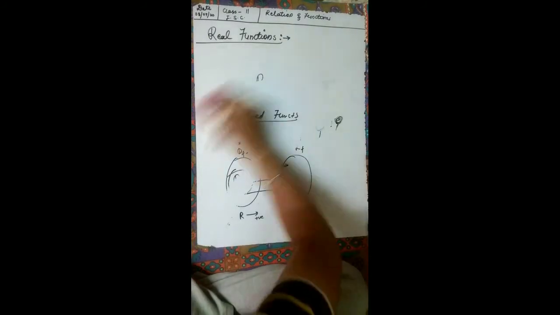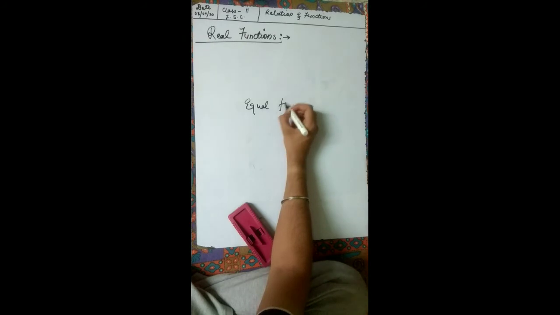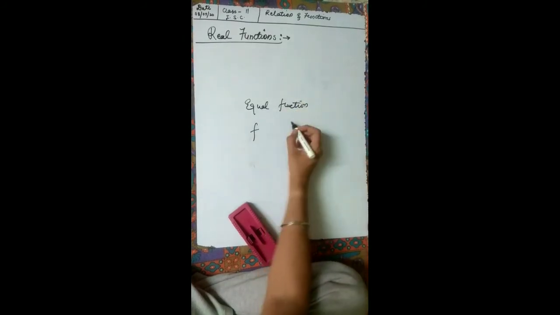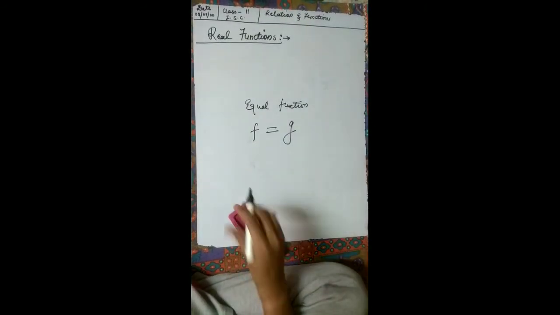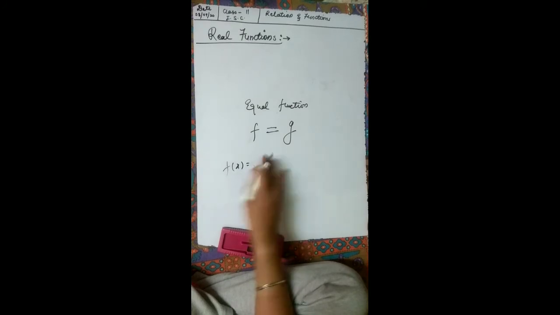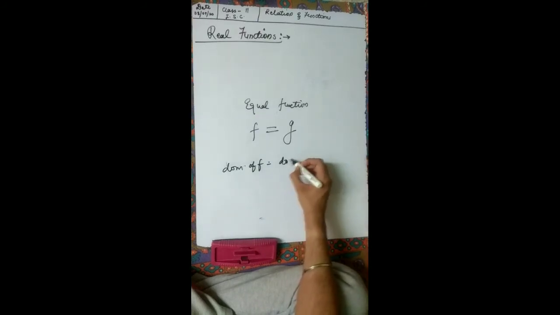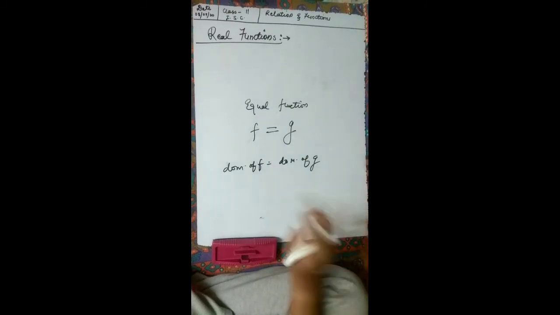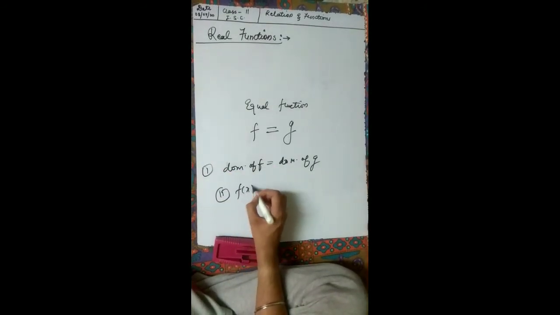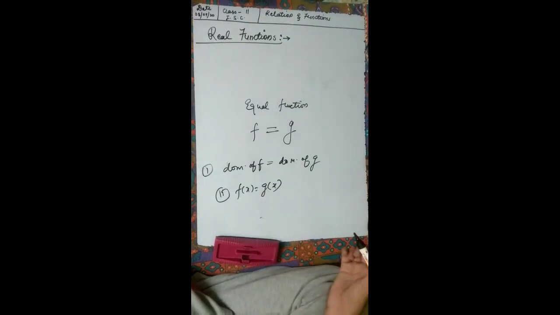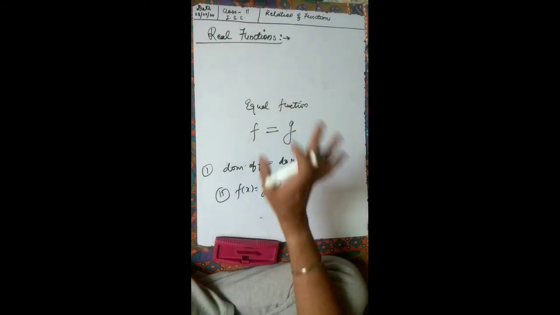Okay, the next topic is equal functions. If you consider one function f and one function g, they will be equal if and only if, first, the domain of f is equal to the domain of g. Their domains should be equal. This is the first condition. Second condition, f(x) should be equal to g(x). Then only you can say that the two functions f and g are equal.